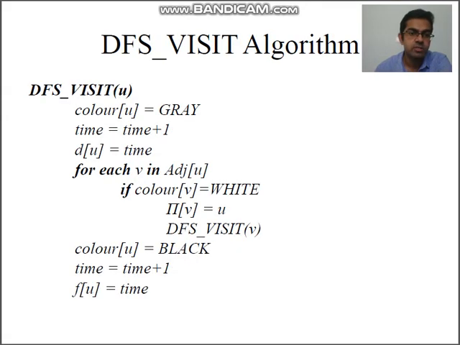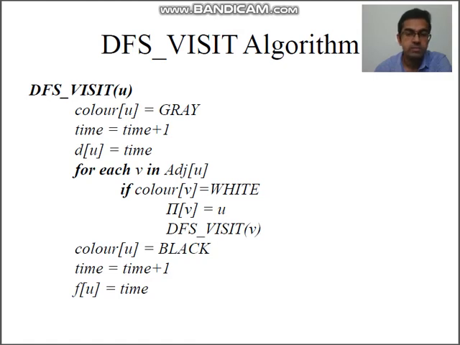The DFS visit function on node U does the following. It colors the node U gray, indicating that the node has been visited. It then updates the discovery time of the node U to the value of the current time counter. And then, for every white vertex V that is adjacent to the node U, it performs two functions. First, it updates the DFS tree to indicate that the predecessor of V is U, and then it calls the DFS visit function recursively on the node V. Once all the adjacent white nodes of U have been processed, the processing of U can terminate.